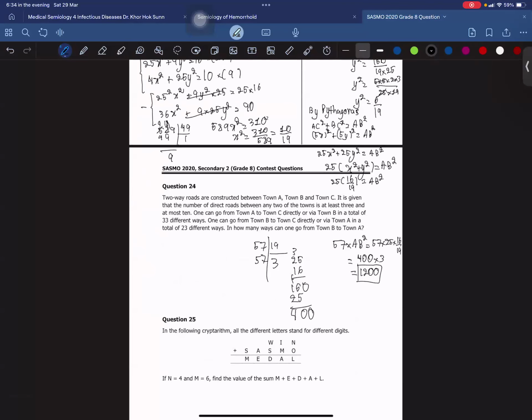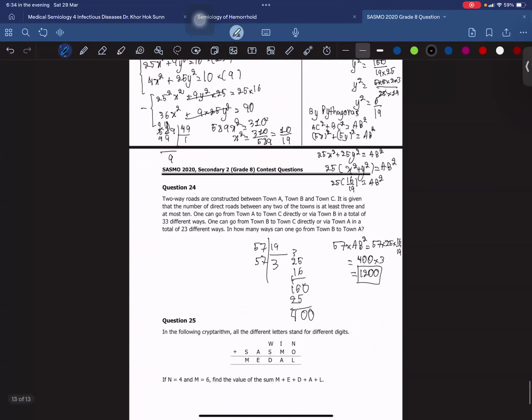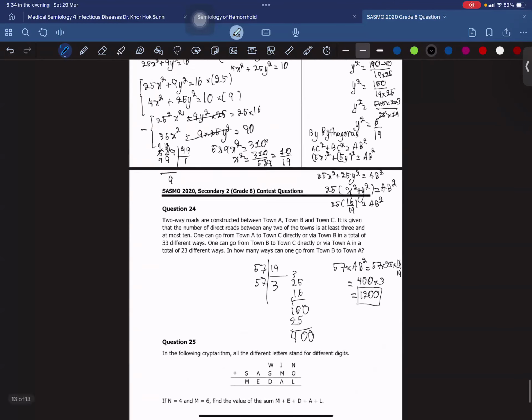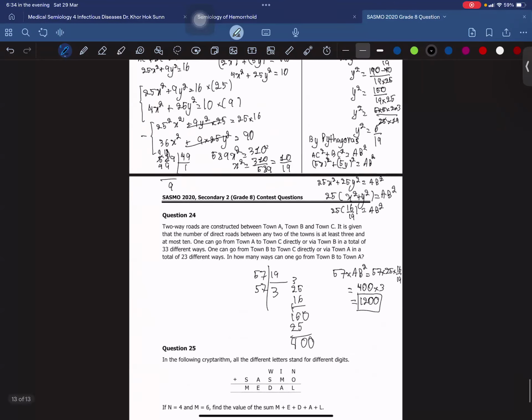Basically for SASMO, I can see that you're smart, so everyone here is smart. Just try to do it. I'm gonna send you the solution. Just check the solution when you have done everything. This is our last day and last question for our class.